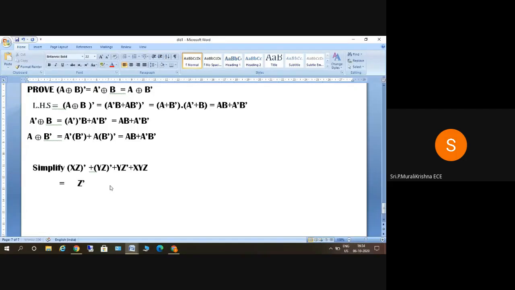X plus y whole bar is equal to x bar plus z bar plus yz, the whole bar is equal to y bar plus z bar. Plus, in these last two, I can take y as common. So y is z bar plus xy.